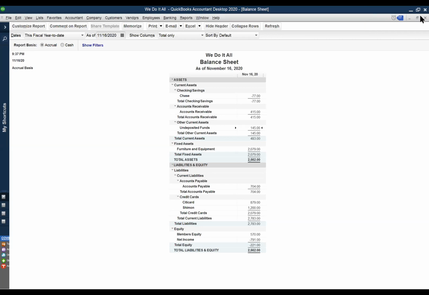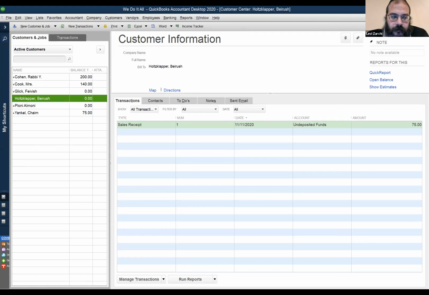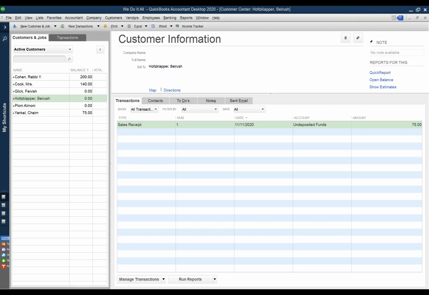You have to go to the customer center, and you have to go to Holtz. It's not letting me. One second. Okay, customer center. Do you see a Holtz there? Now I only see Holzklapper. Yeah, because you couldn't delete him, but you deactivated the other guy. So you have to go and Holzklapper is 0 over here.